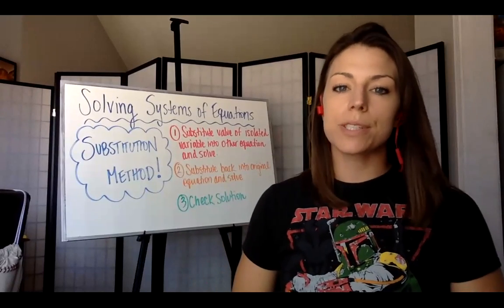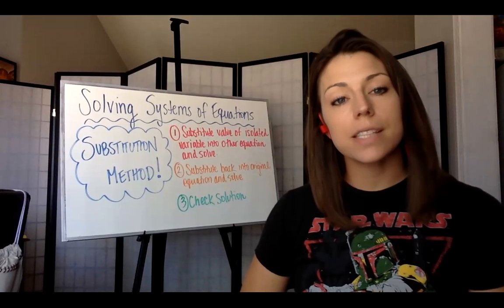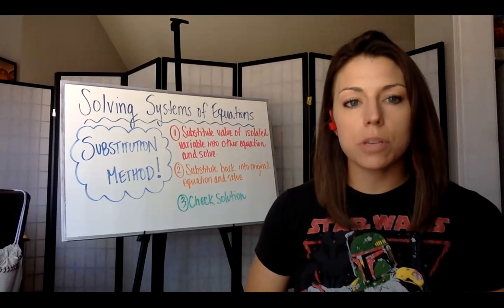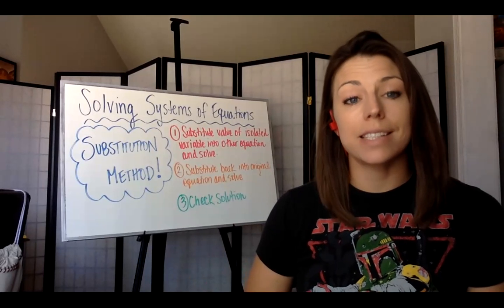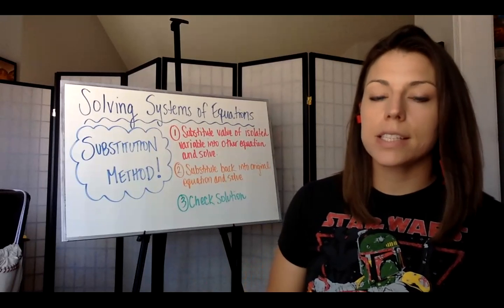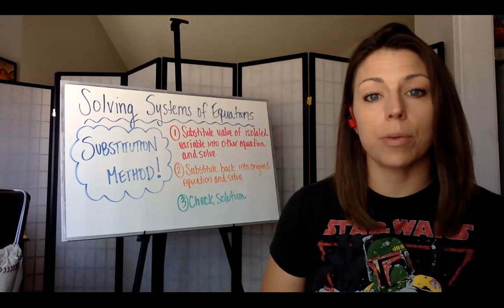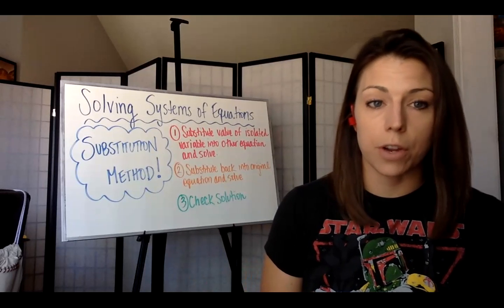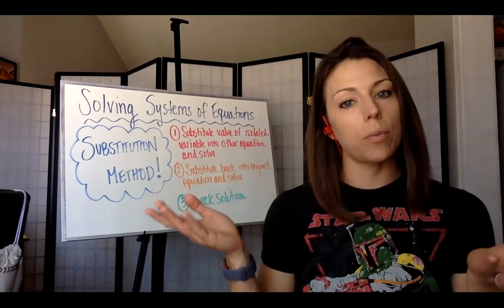In this video, we're going to be solving systems of equations using the substitution method. The substitution method only works when you have an isolated variable or it's simple to isolate a variable. So step one is to substitute the value of the isolated variable into the other equation and solve for that variable. That could be solving for x or solving for y.